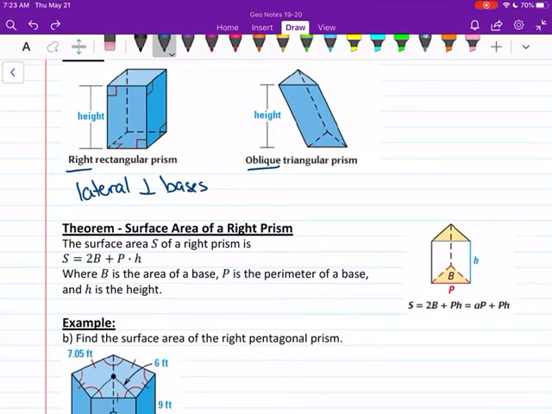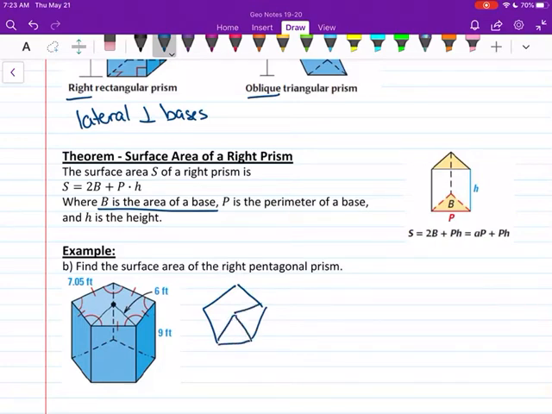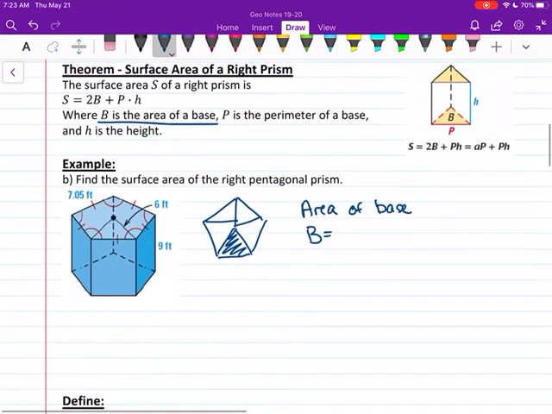All right, so find the surface area of the right pentagonal prism. Okay, so our first goal is to find the area of the base. So if I have a pentagon, and we know it's regular, so that's helpful, I can think about it as 5 triangles, okay? So if I find the area of one of these triangles and multiply it by 5, that's going to be the area of my base. So area of base B equals, all right, so let's find the area of one of those triangles.